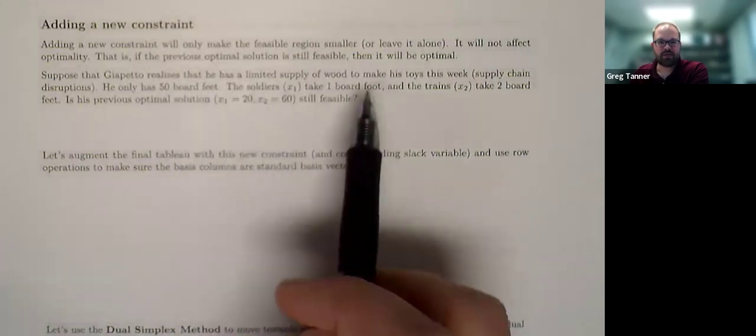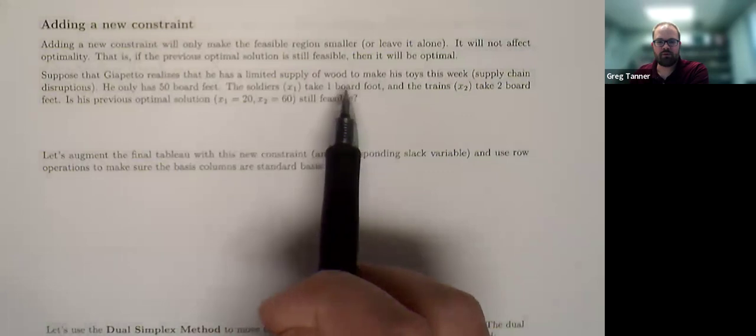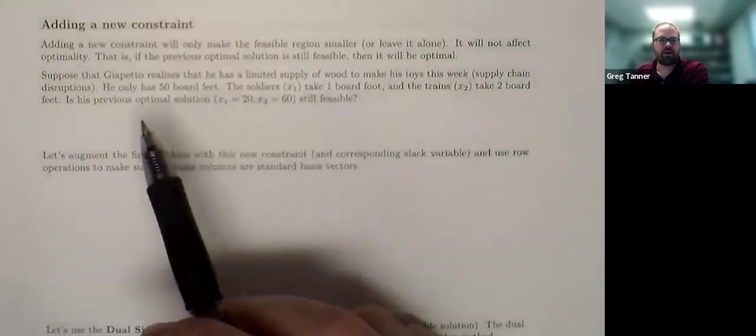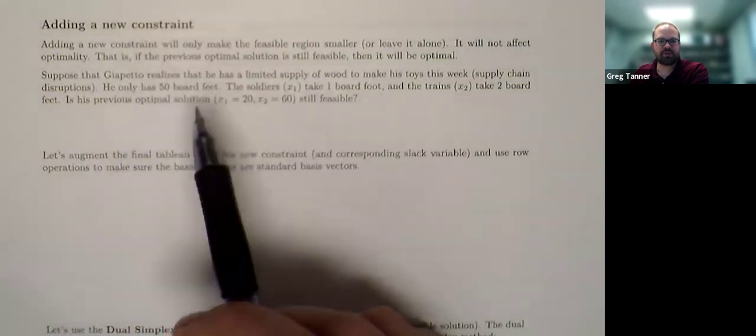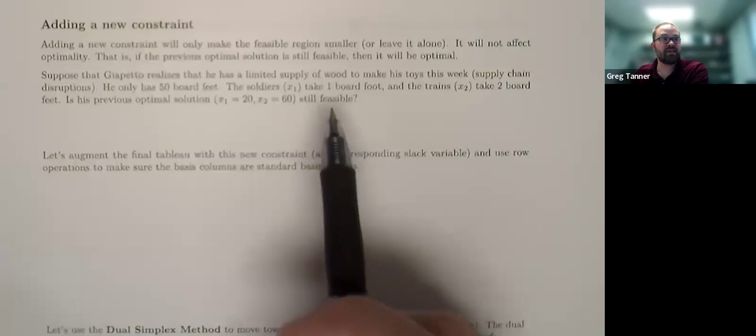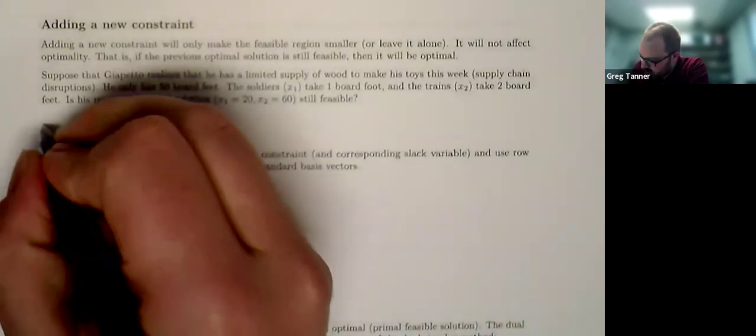Okay, so he only has 50 board feet of wood. Toy soldiers take 1 board foot. Toy trains take 2 board feet. Is his previous optimal solution, which was 2060, still feasible? Well, let's look at that new constraint.